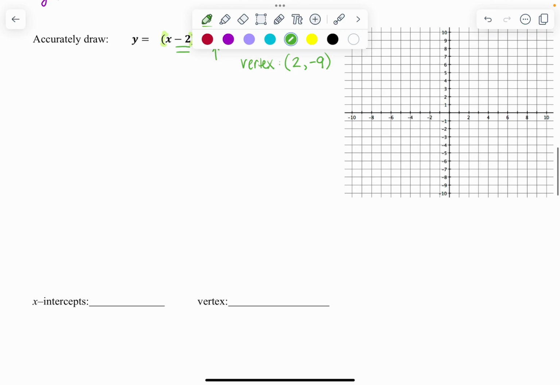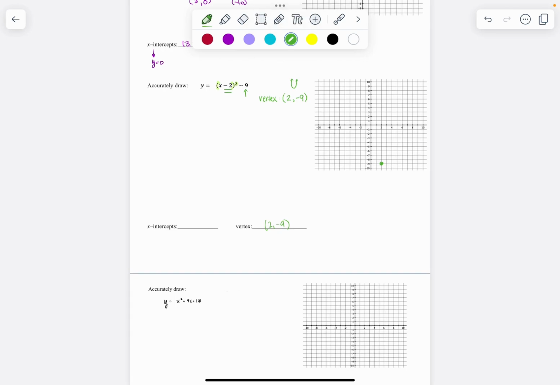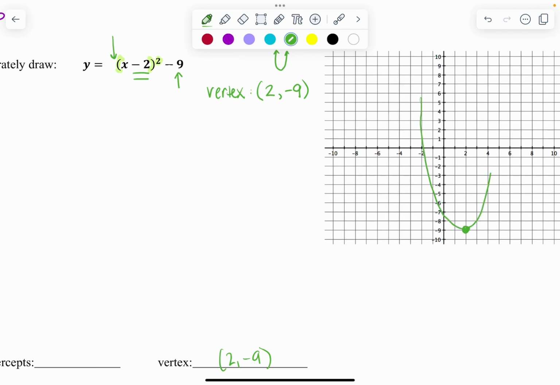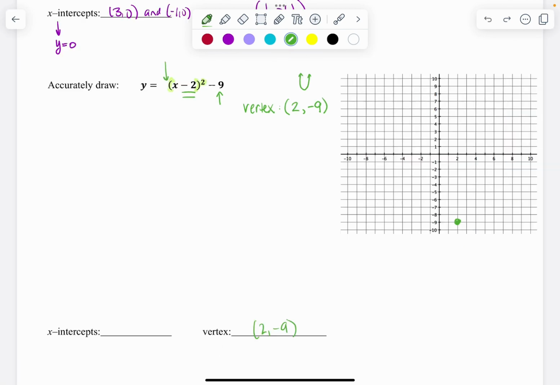So yay for one piece of information, and it's an important one because that vertex will give us the very beginning structure. And so if you remember, looking in front, it's a positive version, so I know that my U shape, my prediction is that it looks something like this. I'm not exactly sure where it crosses the x-axis. That's where the x-intercepts come in. So then let's solve for that so we can get an accurate representation.